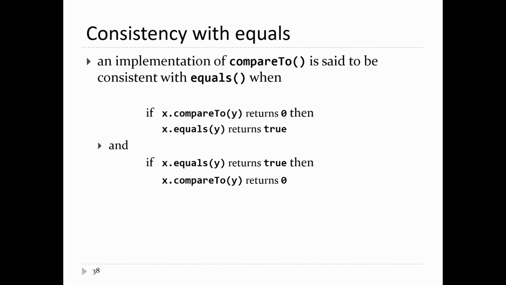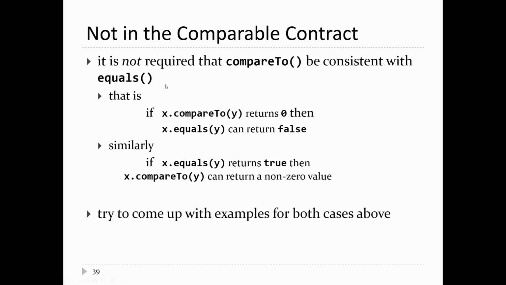Now the documentation says that it's strongly encouraged that compareTo be consistent with equals, but it's not required. So what does that mean? That means one of these two conditions doesn't have to be true. So if x compared to y returns 0, then x equals y is allowed to return false. You have to be very careful when you use compareTo, because a lot of people will check if compareTo is equal to 0 and then assume that the two objects are equal. That's only true if compareTo is consistent with equals, and that's not necessarily the case.